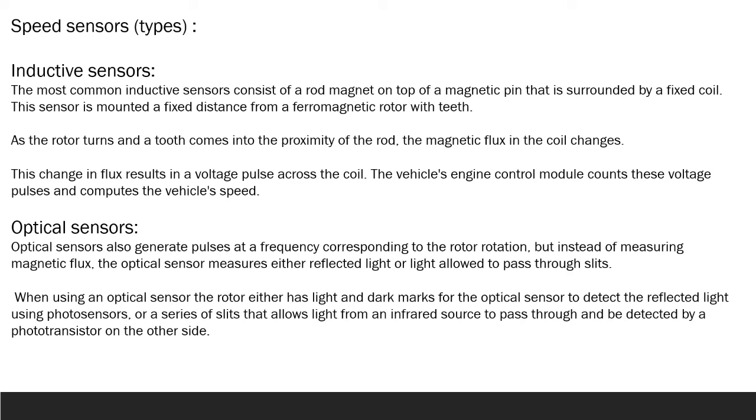When using an optical sensor, the rotor either has light and dark marks for the optical sensor to detect the reflected light using photosensors, or a series of slits that allows light from an infrared source to pass through and be detected by a phototransistor on the other side.